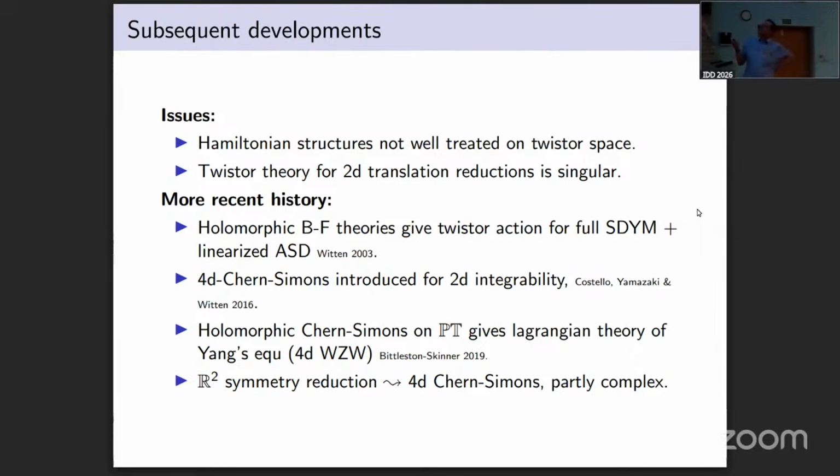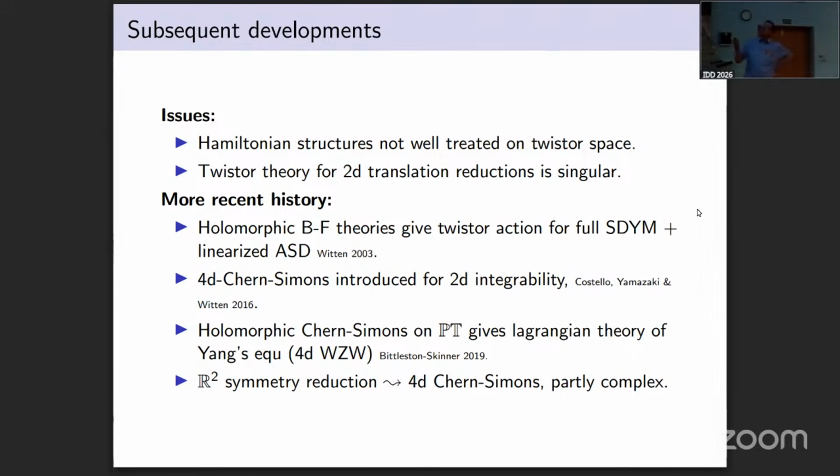I guess Biddleson and Skinner saw the relevance of that approach to the four-dimensional story, so that they could see that this could be lifted to the full four-dimensional story, and then showed how you could reduce it down to get the four-dimensional Chern Simons story as a partly complex thing.